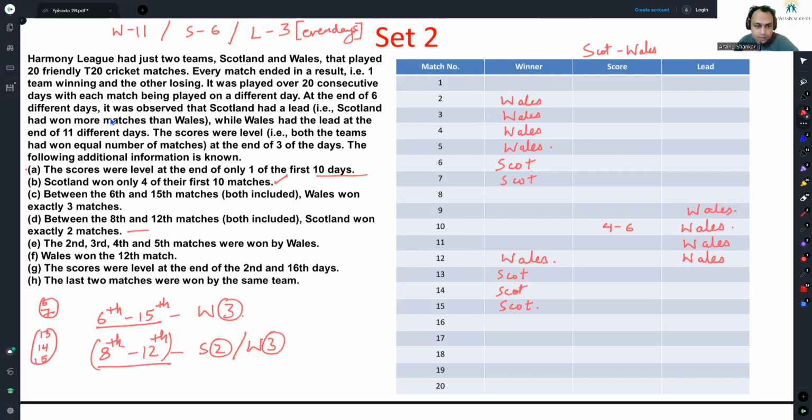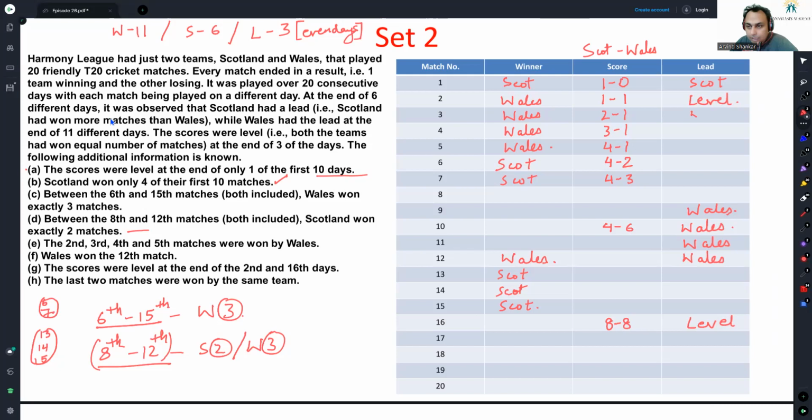Okay. The scores were level at the end of 2nd and 16th race. So score line here was 8-8 and score line here was 1-1. If the score line here is 1-1, do I know the first match was won by Scotland and it had a lead of 1-0? Lead was with Scotland. Now, because I know score line here was 1-1, the next score line would be 2-1, next 3-1, next 4-1, next 4-2, next 4-3.